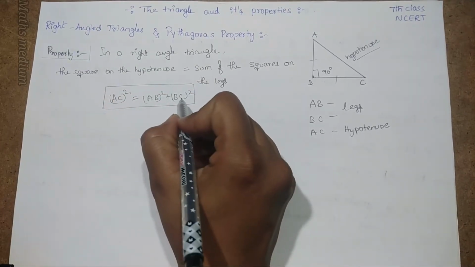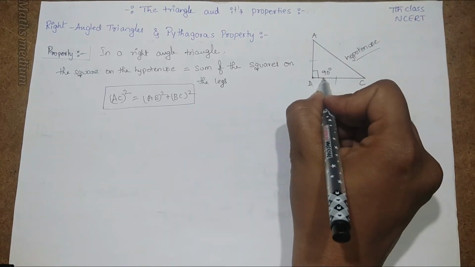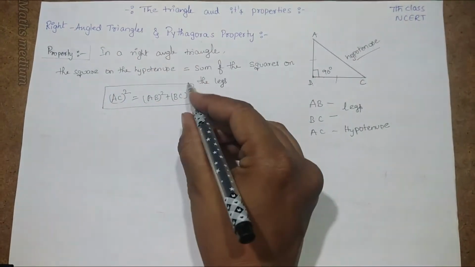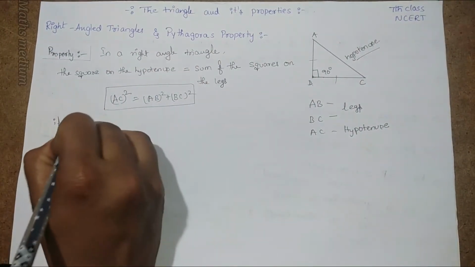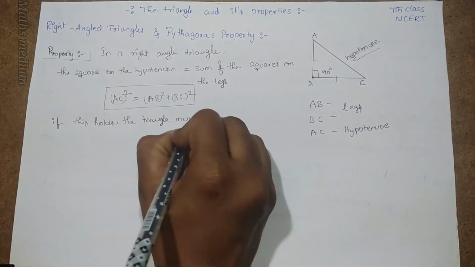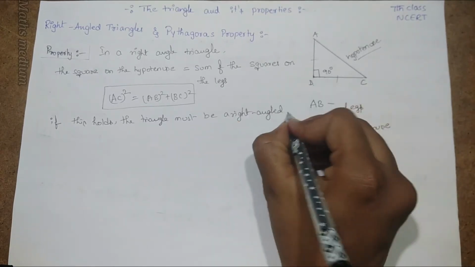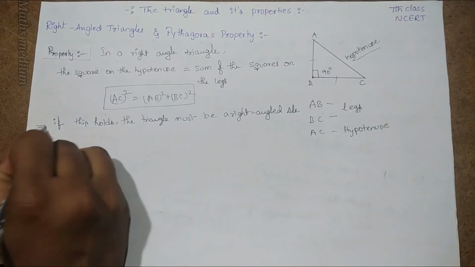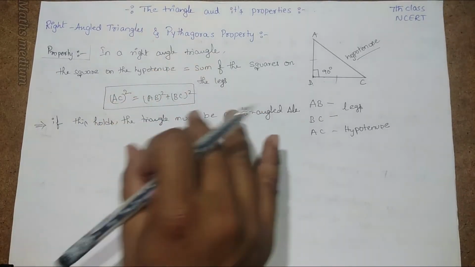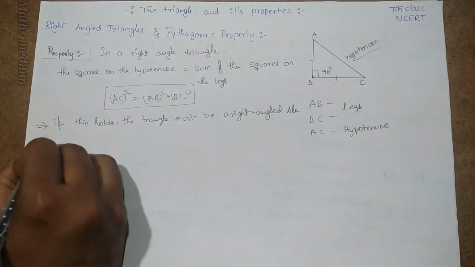If this property holds, then the triangle must be a right angle triangle. This is the compulsory property of a right angle triangle. If this property holds, the triangle must be a right angle triangle. This is the first property of a right angle triangle, that is also the Pythagoras property, as it is well known. And this property is useful also.